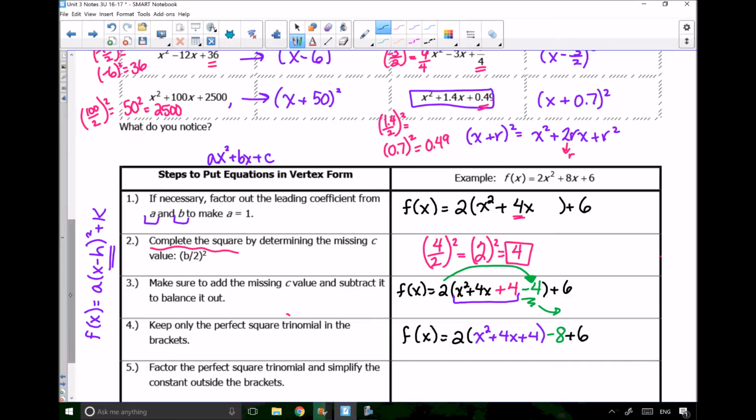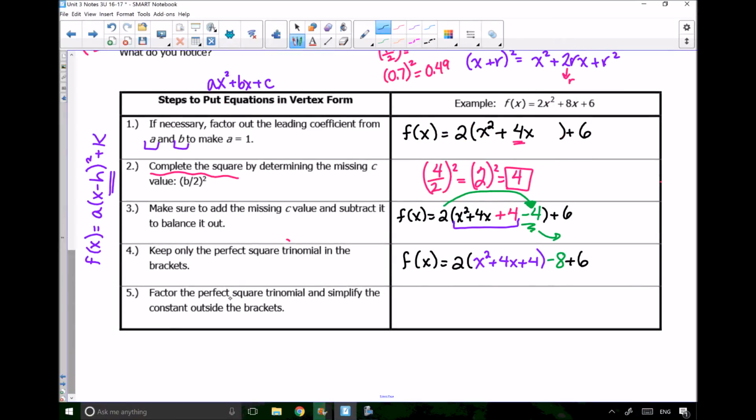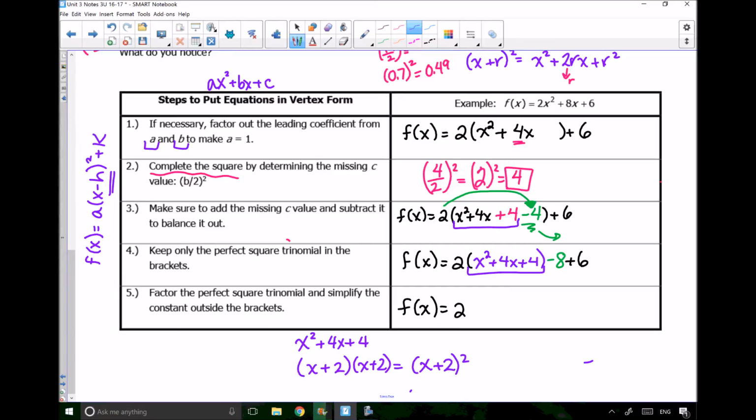Now that I've done that, step 5 says to factor the perfect square trinomial. So what's in purple right here is my perfect square trinomial. So x squared plus 4x plus 4, when I factor that, I'll end up getting x plus 2 times x plus 2, or I can just say it's x plus 2 squared. So that means that I've got f of x is equal to 2, and then this right here ends up being x plus 2 squared.